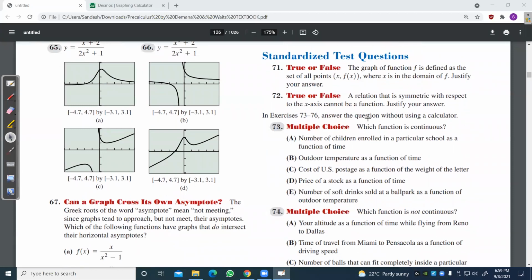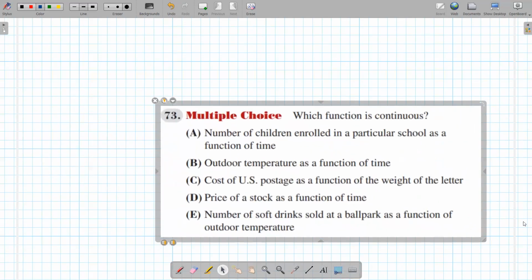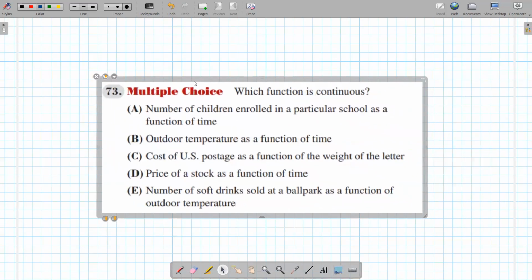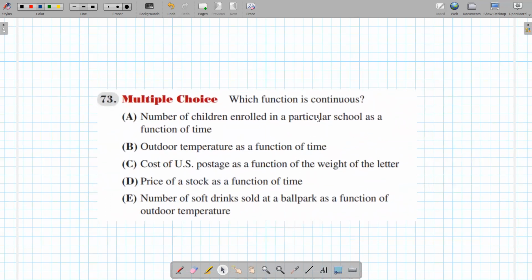73. Which function is continuous? Continuous is something you cannot count in your hand. Like the number of people in the class is discrete, that is not continuous, but your height is continuous. The amount of time it takes you to read a book is continuous.